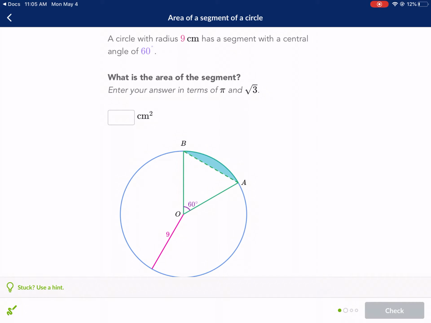Okay, so let's do one more, just because these problems are a little bit longer. A circle with radius 9 has a segment with a central angle of 60. What is the area of the segment? Enter your answer in terms of pi and square root of 3.